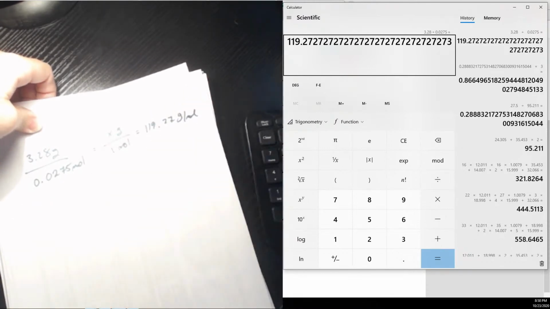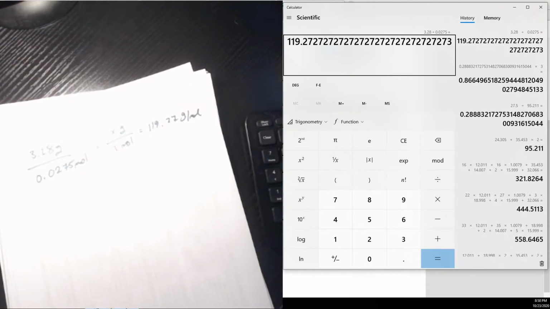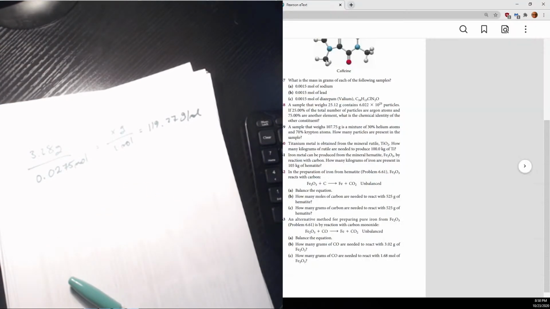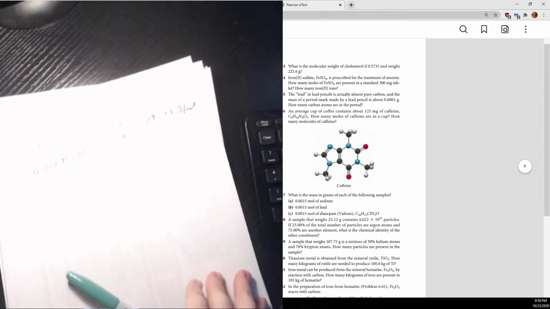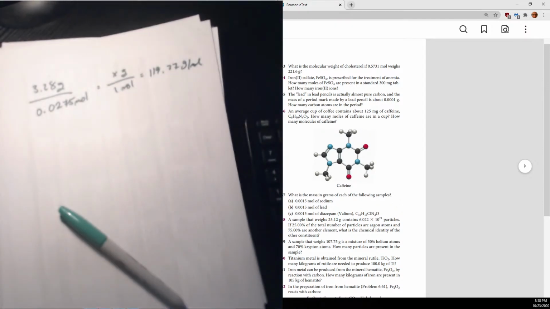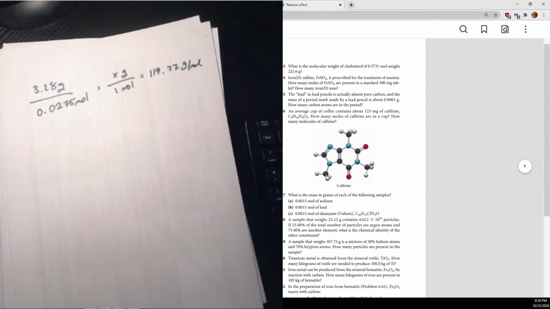All right. 52. Oh, I just did 52. So 54. Iron 2 sulfate, FeSO4, is prescribed for the treatment of anemia. Anemia means low blood iron. How many moles of iron 2 sulfate are present in a standard 300 milligram tablet? How many iron 2 ions?